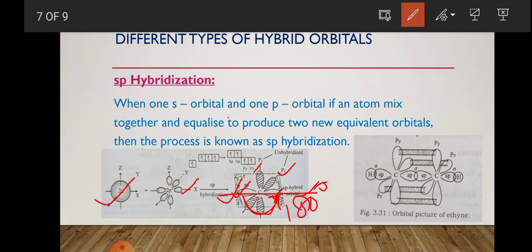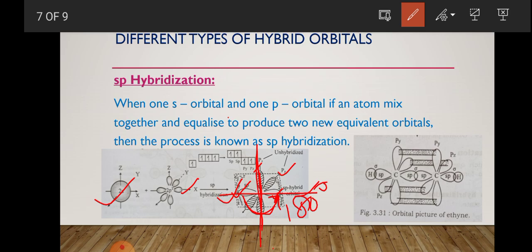The unhybridized 2py and 2pz orbitals are at right angles to the line of the sp hybrid orbitals. That means the unhybridized 2py and 2pz orbitals are at a right angle with the sp hybrid orbitals, that is a right angle.